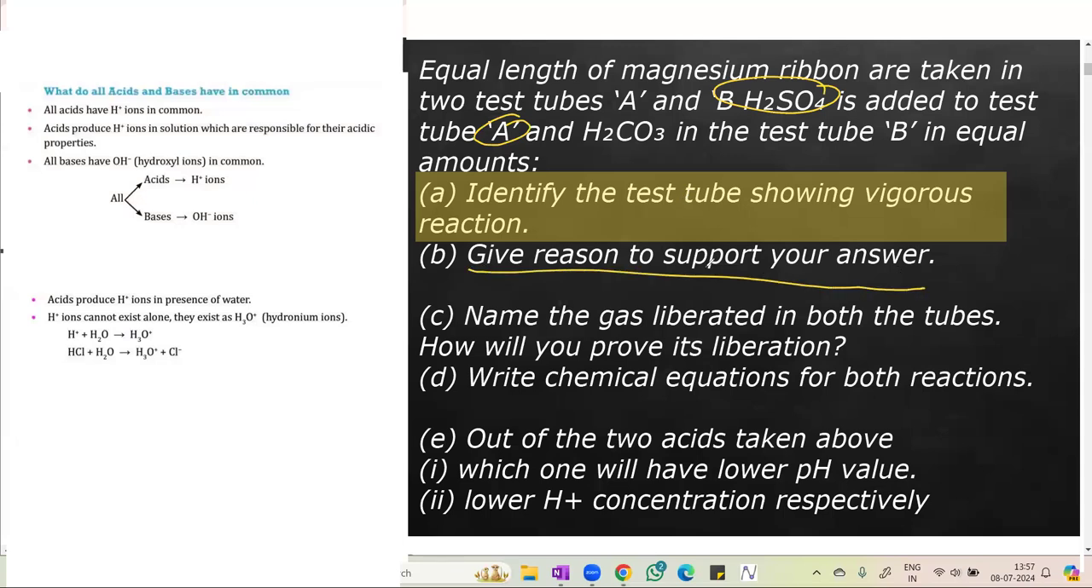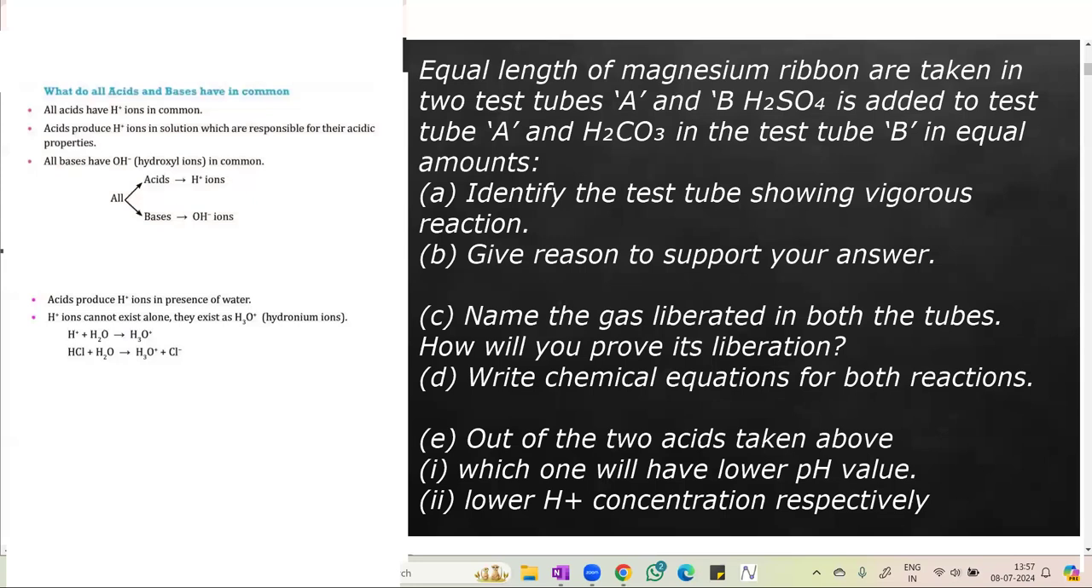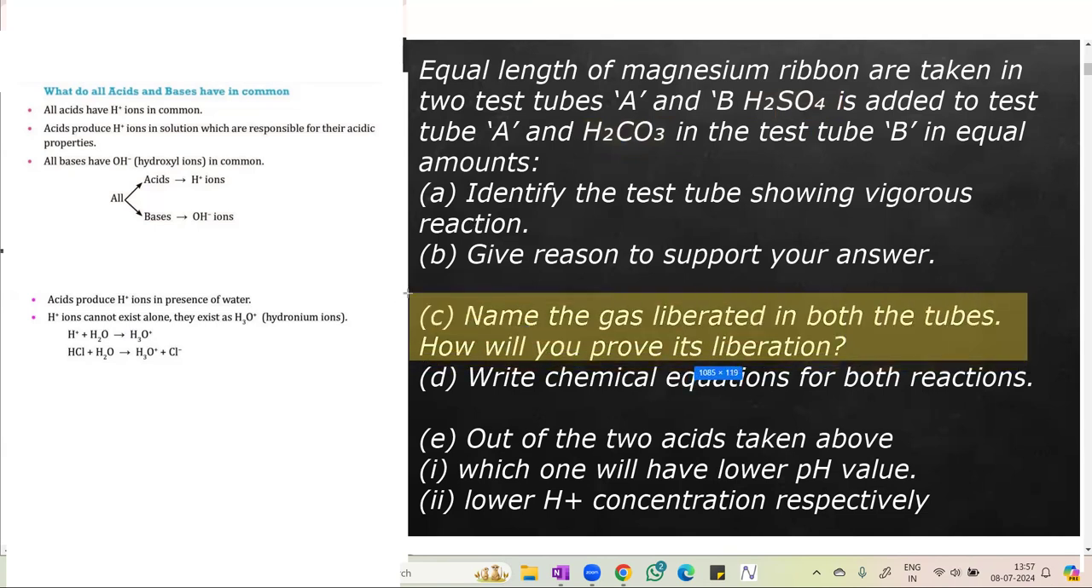The reason for supporting the answer is this: sulfuric acid is a strong acid and carbonic acid is a weak acid. So sulfuric acid gets completely ionized, and carbonic acid is partially ionized. Now, to the next question, it says, name the gas liberated in both cases. And how will you prove that?